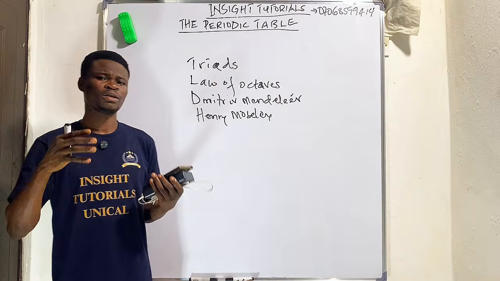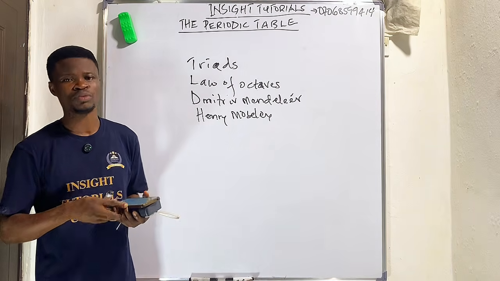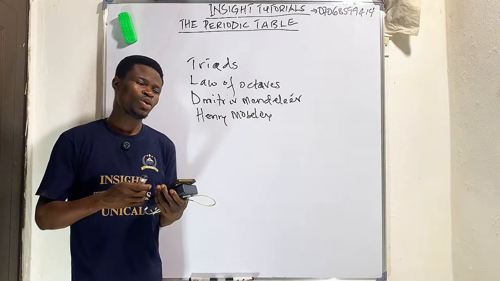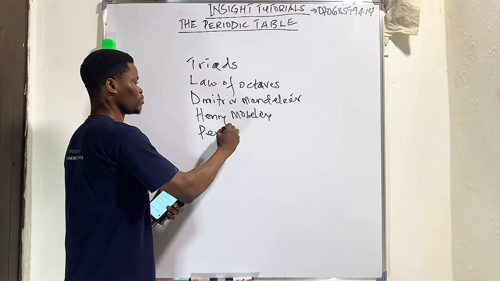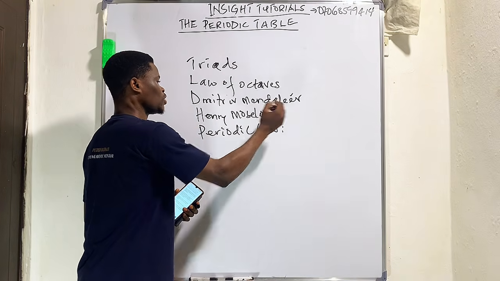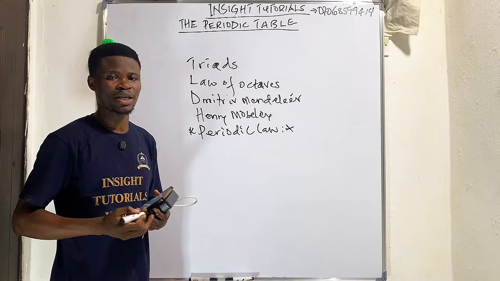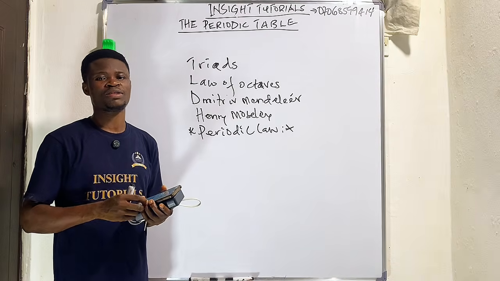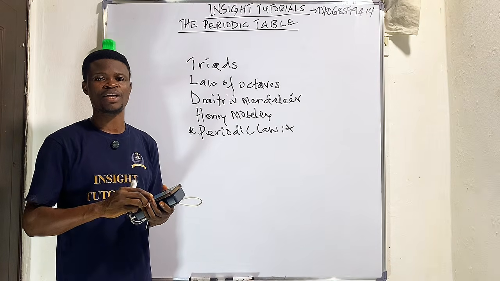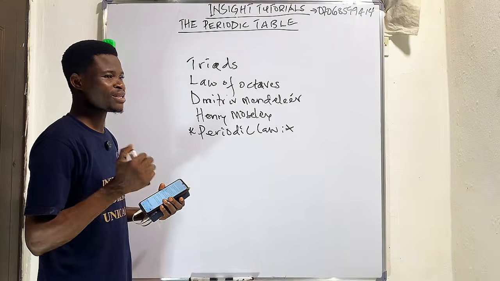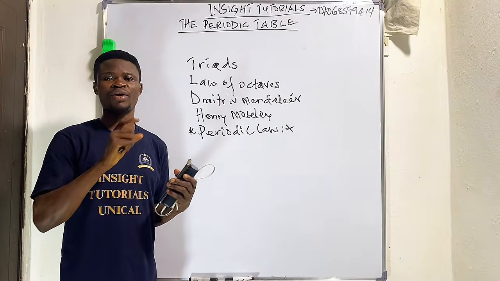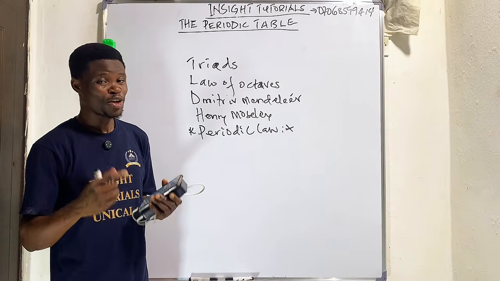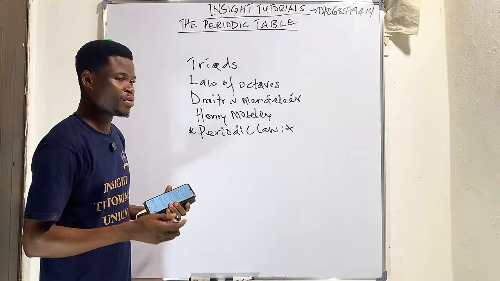Now, in the modern day periodic table, there's a definition by which the periodic table is given. We call that the periodic law. This is one of the things that you need to know that is very important. The periodic law states that the physical and chemical properties of elements are a periodic function of their atomic numbers. That's to say that the basis for determining how elements are arranged in the periodic table is their atomic number, not their relative atomic mass, very importantly.